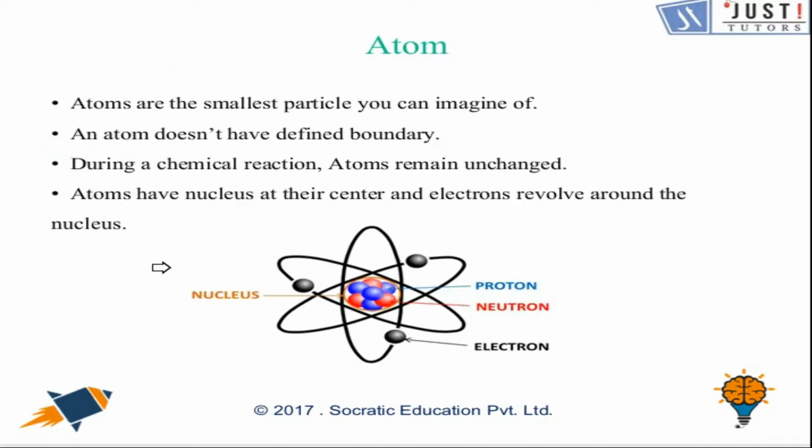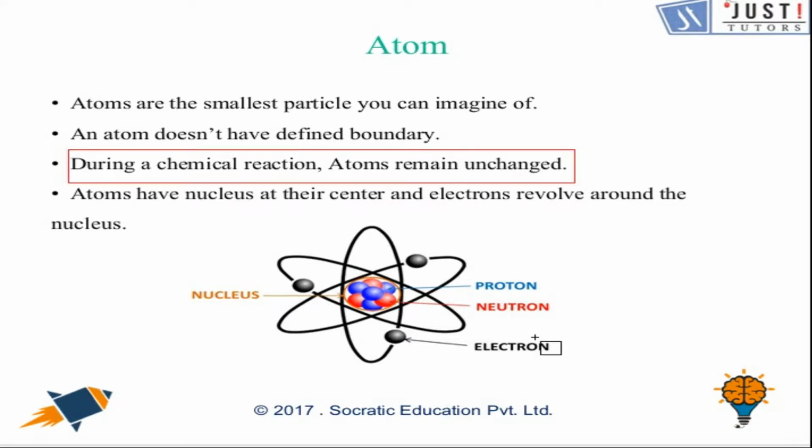Moving further, this slide talks about atom. Atoms are the smallest particle you can imagine of. An atom doesn't have defined boundary. During a chemical reaction, atoms remain unchanged. Again, this is similar to the law of conservation of mass, that during a chemical process, atoms remain unchanged. Atoms have nucleus at the center and electrons revolve around the nucleus. So these are the electrons that are revolving in the orbit of any element. Other than electron, we have proton and neutron within the nucleus of any atom.